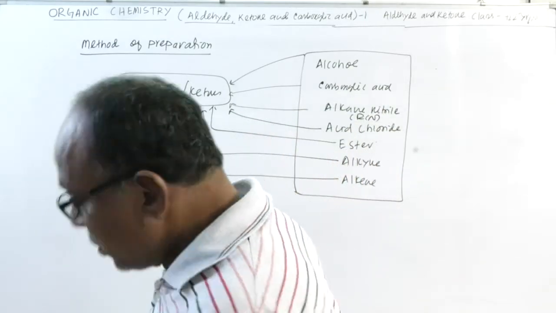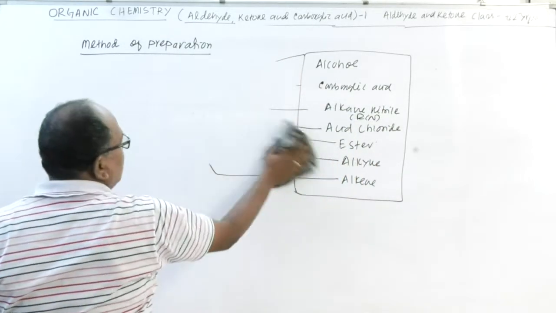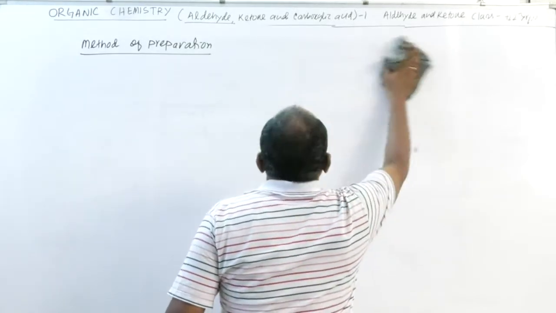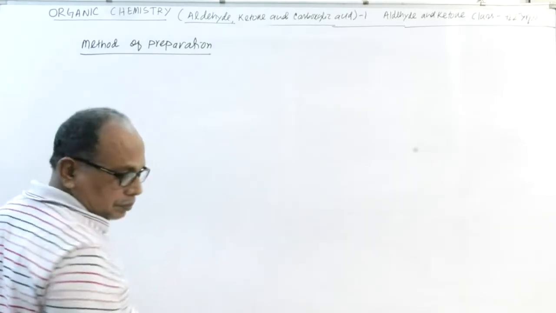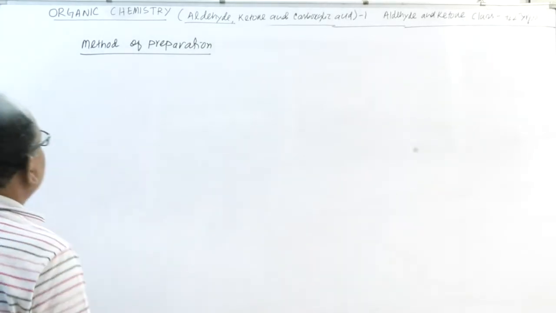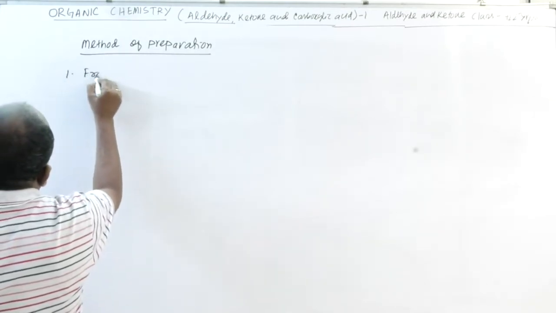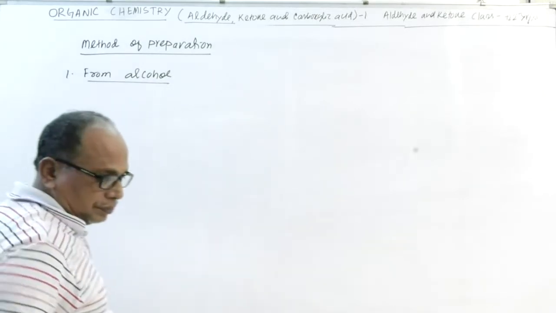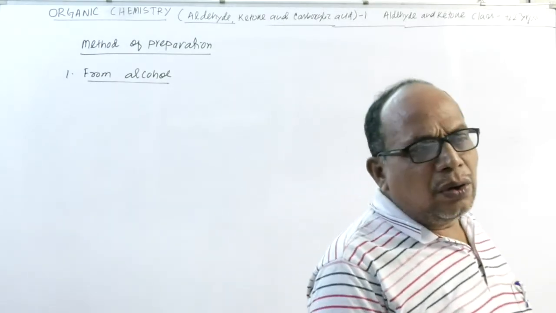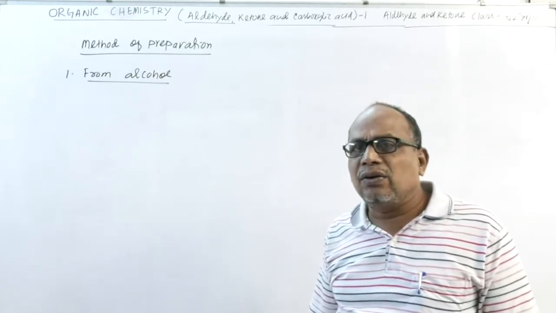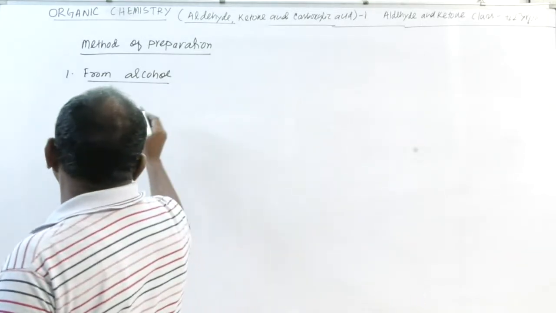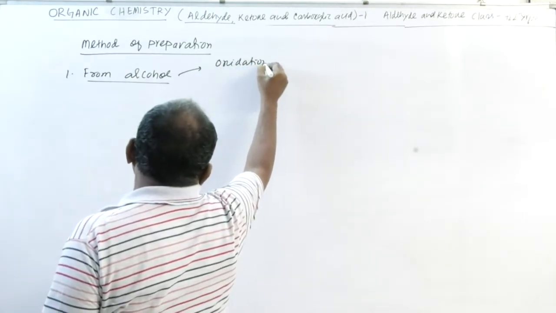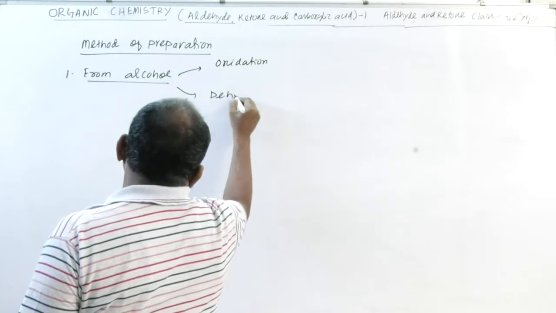Okay, students, let us study the preparation of aldehyde and ketone from alcohol. That is one, from alcohol. You know alcohols, primary alcohol, secondary alcohol. From alcohol, the aldehyde and ketone can be prepared by two methods. One is called oxidation method and the other is called dehydrogenation.